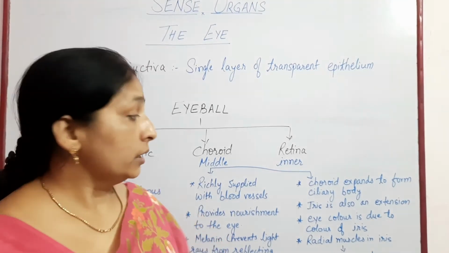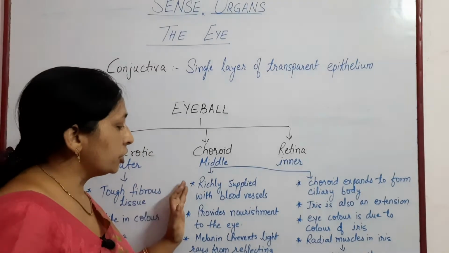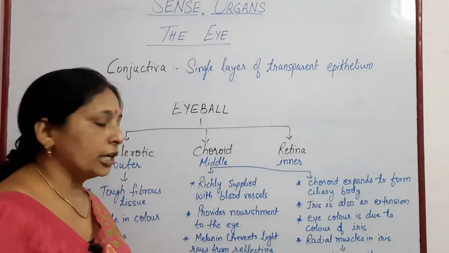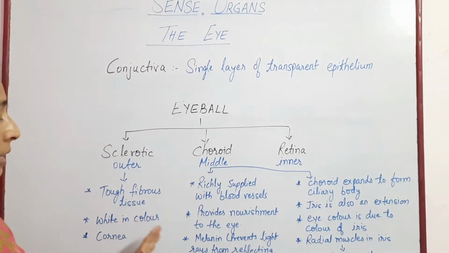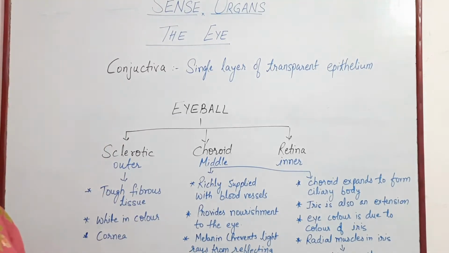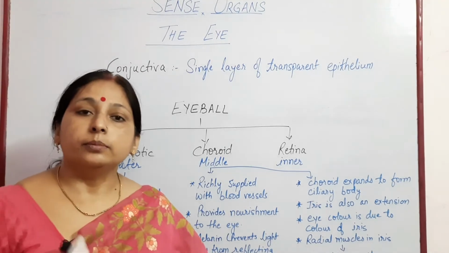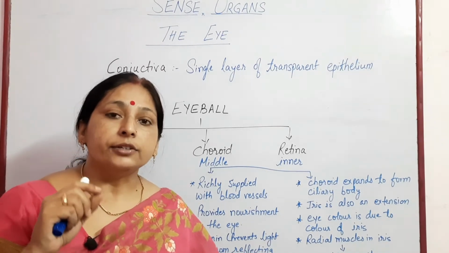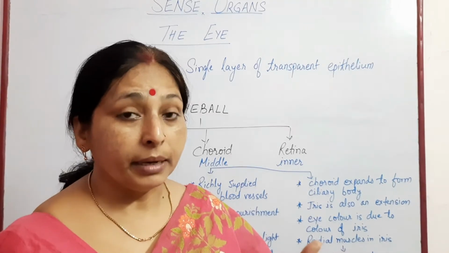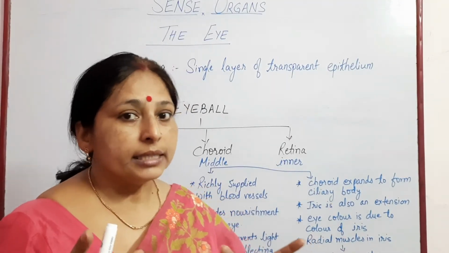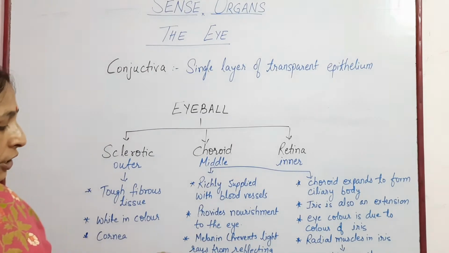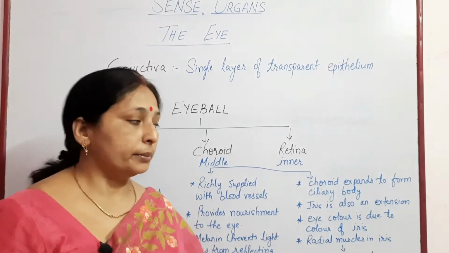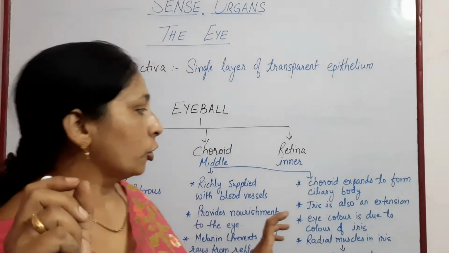Choroid is the middle layer, which is richly supplied with blood vessels. It provides nourishment to the eye. It has melanin. Melanin pigment is present inside the eye because it prevents light rays from getting reflected back or scattered inside the eye. So that reflection and scattering of light is prevented by the melanin pigment in the choroid layer.